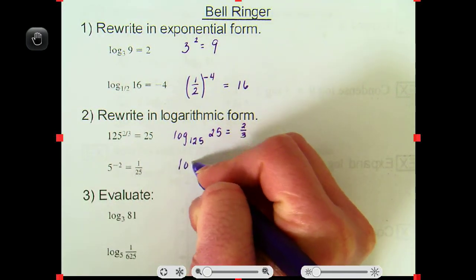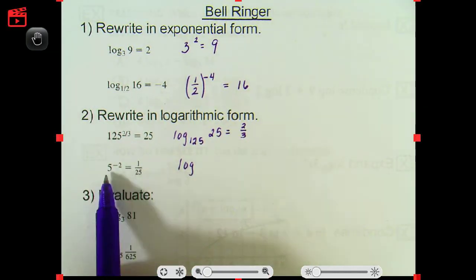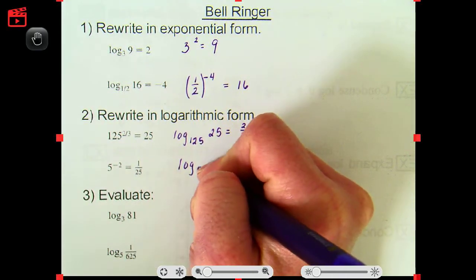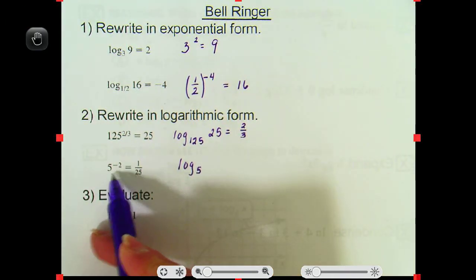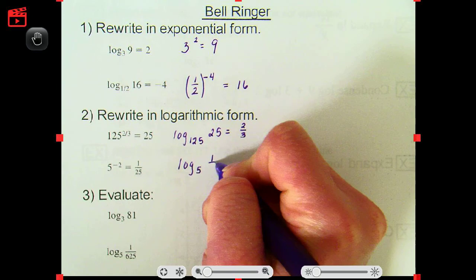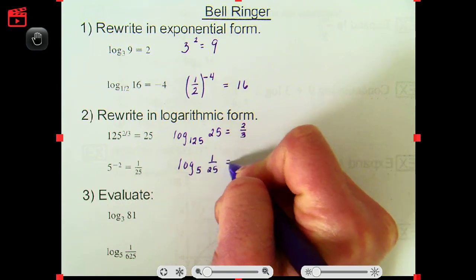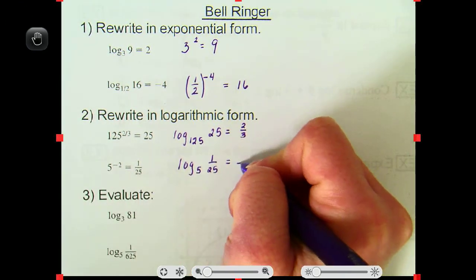This one would be log, I have a base of 5. Don't write these side by side, so that leaves the 1/25 is equal to the only thing that's left, which is the -2.